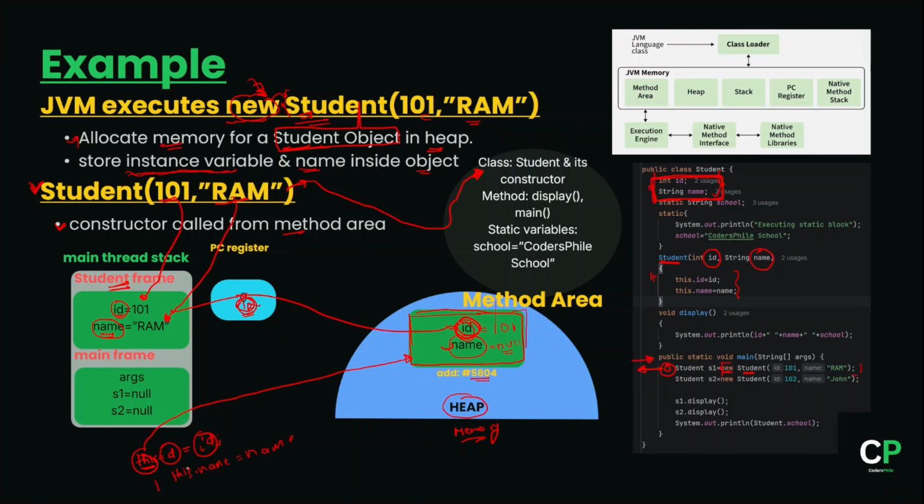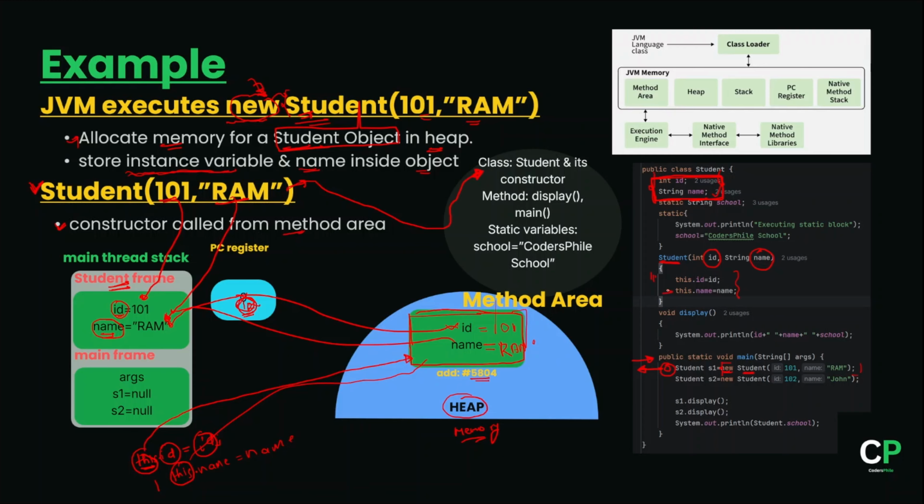So what does this mean? This means the current object, and name is like its attribute that is currently null. So this dot name is equal to this name. So the name will be assigned to ram. Here the name will be assigned to ram.